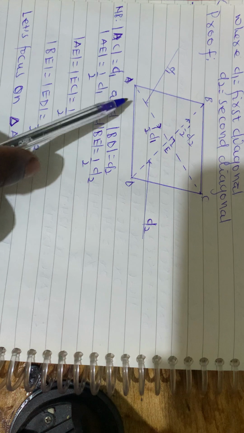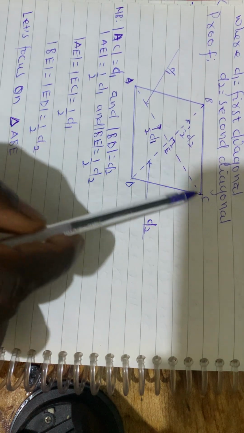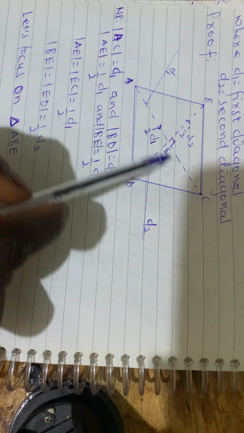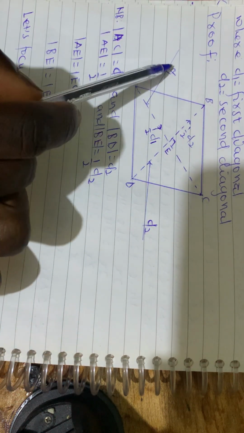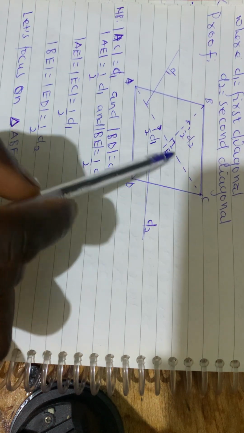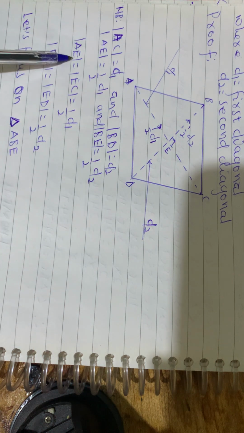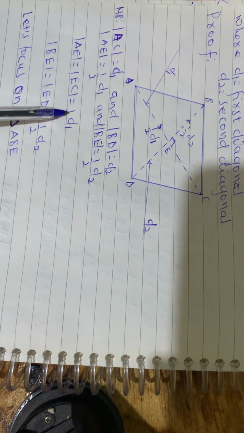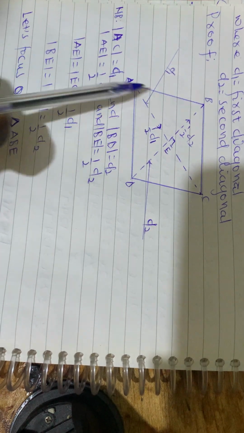The same thing applies to this diagonal AC. AE is half of AC, and the whole diagonal here is known as D1. So AE is half of it, that's half D1. The same thing, EC is also half of D1. So that's why I say that AE is equal to EC, half of D1. Do you understand?